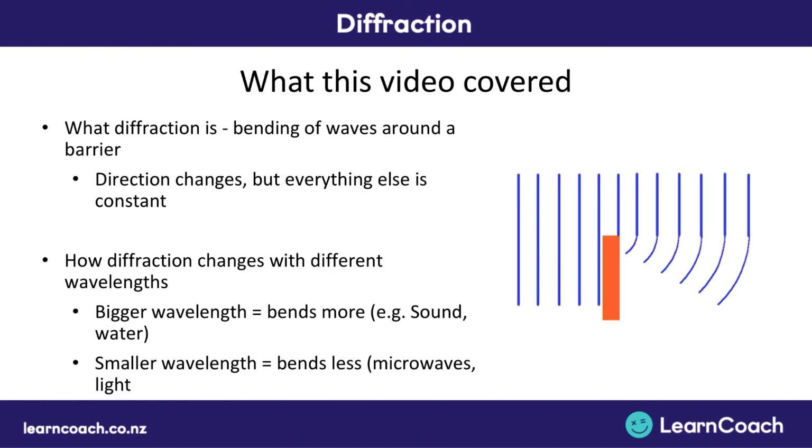So here's what you need to know from this video. We talked about what diffraction is, which is essentially just the bending of waves around a barrier. When part of a wave is stopped by a barrier, the rest of it can bend around. The direction of the wave can change, but everything else, so amplitude, wavelength, frequency, and velocity, is constant. Waves with a bigger wavelength, such as sound and water, diffract more and can bend more around a barrier. Waves with a smaller wavelength, such as microwaves and light, bend less around a barrier.